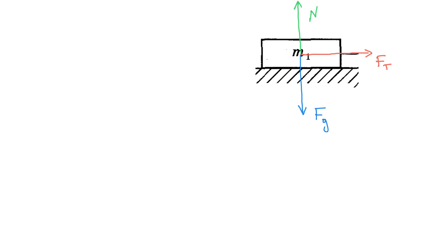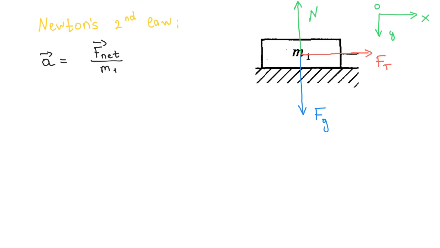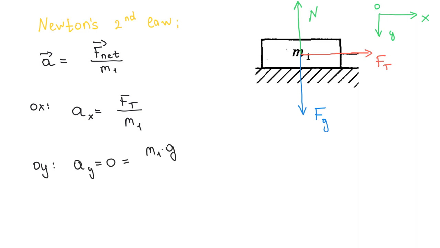Now let's write Newton's second law for this object. Acceleration of mass 1 is equal to net force over m1. We write the projections of this force to the corresponding axis. For the x-axis, we have acceleration a is equal to force of tension over m1. And now, for the y-axis, mass 1 isn't moving on the y-axis, so there is no acceleration. We have 0 equals force of gravity, m1g, minus normal force, over m1.